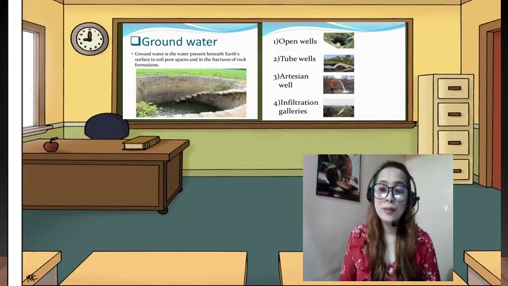Talking about groundwater as one of our sources of water, it's the water present beneath the surface of the earth, in soil pore spaces and in the fractures of rock formations.